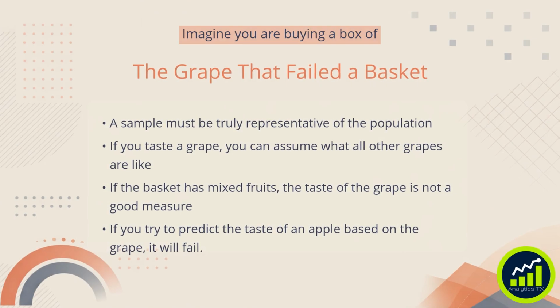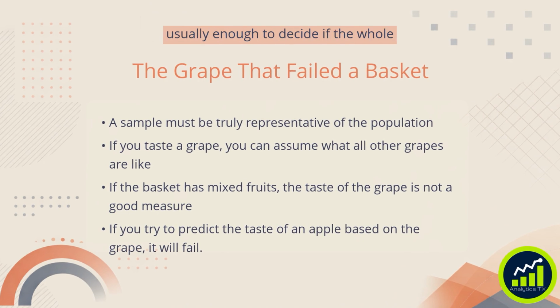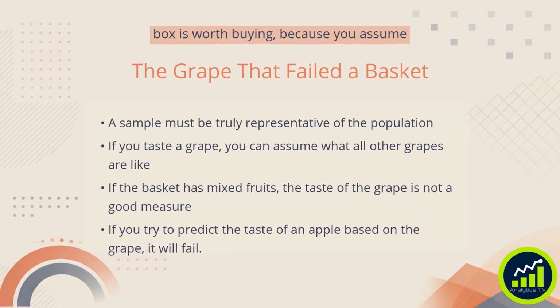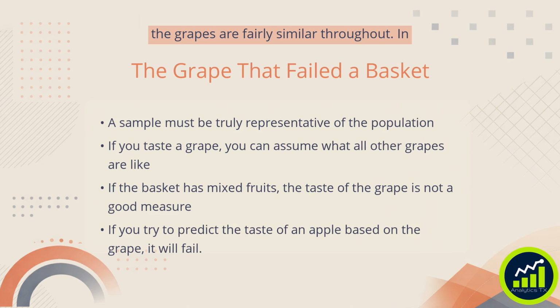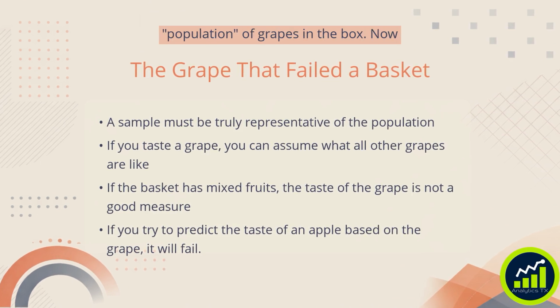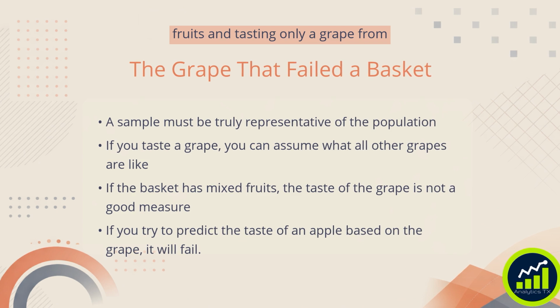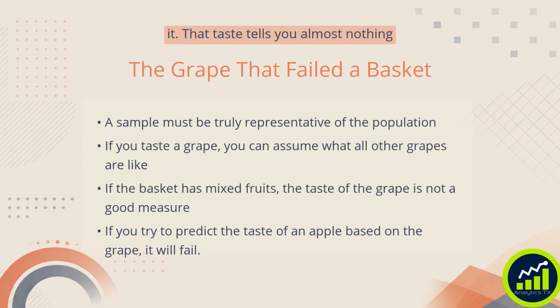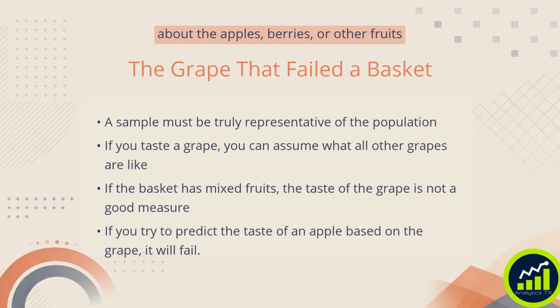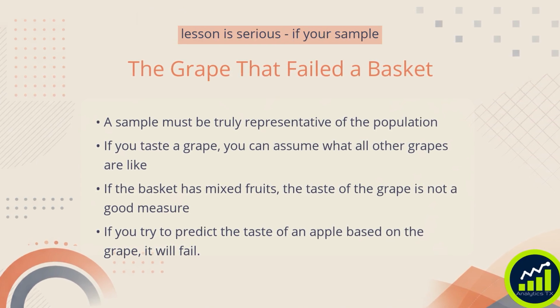Imagine you are buying a box of grapes. Tasting 1 or 2 grapes is usually enough to decide if the whole box is worth buying, because you assume the grapes are fairly similar throughout. In that case, your sample grape represents the population of grapes in the box. Now imagine picking up a box of mixed fruits and tasting only a grape from it. That taste tells you almost nothing about the apples, berries, or other fruits inside.